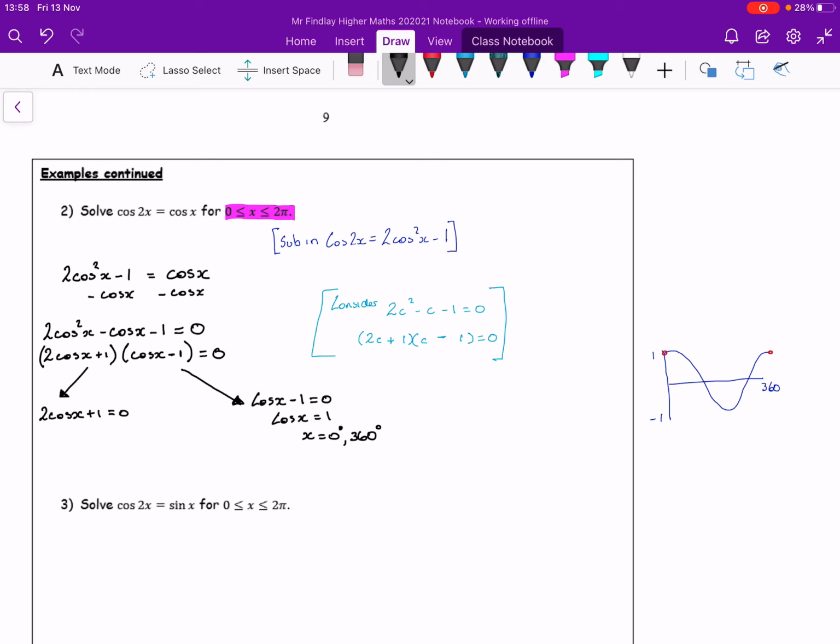In my left hand side equation, 2 cos x is equal to minus 1, cos x is equal to minus a half. Again, separating out, x is inverse cos of a half, which is 60 degrees.